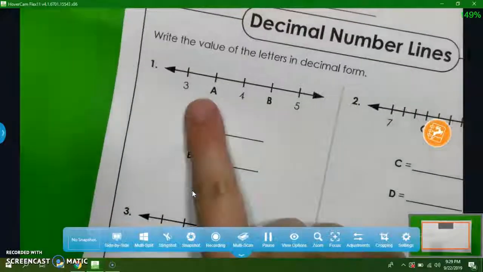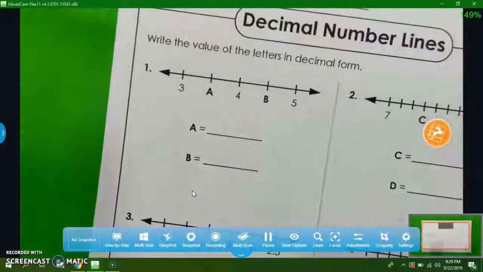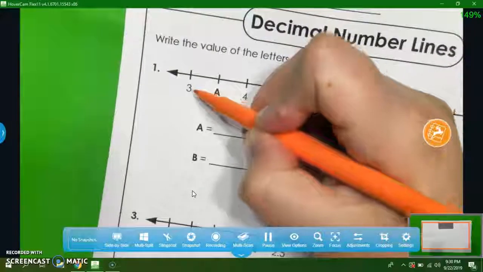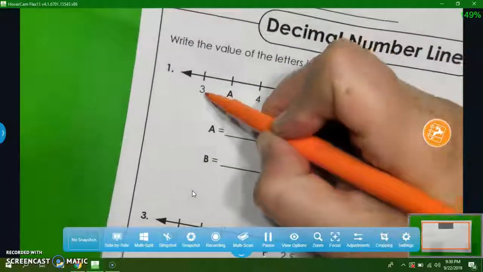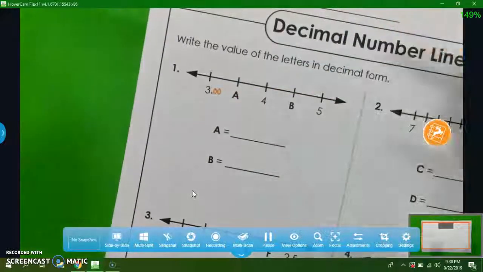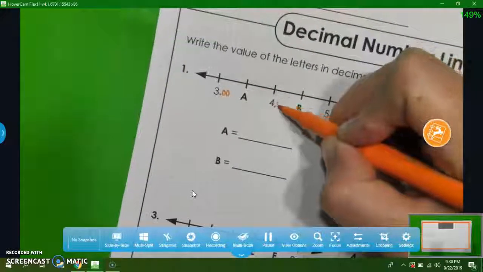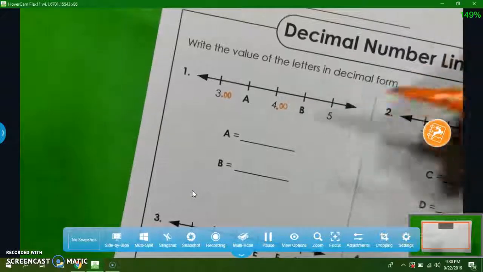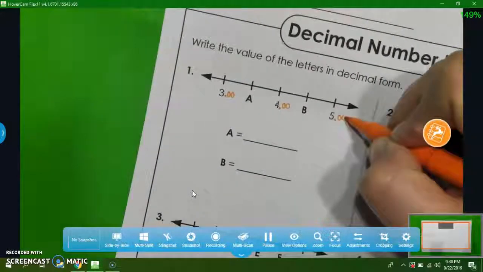This one looks a little simpler, and we can still use our money strategy. We've got 3 wholes. I want to make it look like money, so I add decimal 00. 4 wholes, so decimal 00. I want to think $3, $4, and $5.